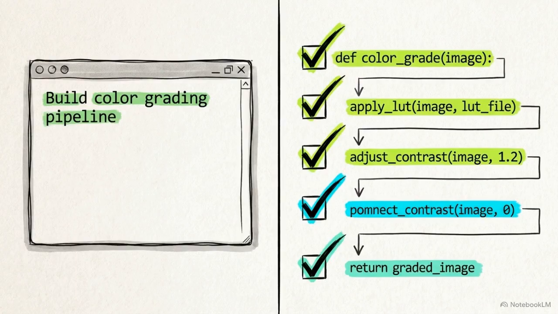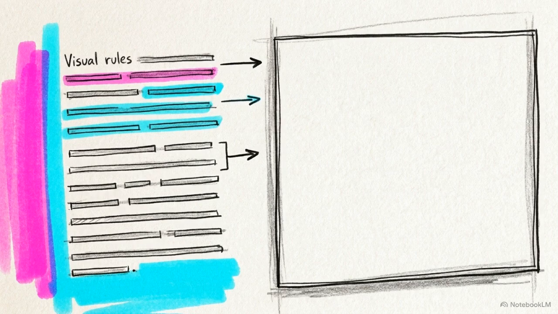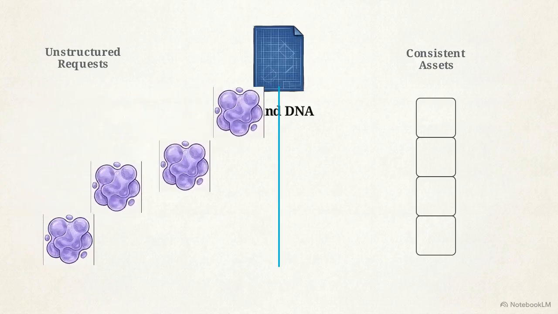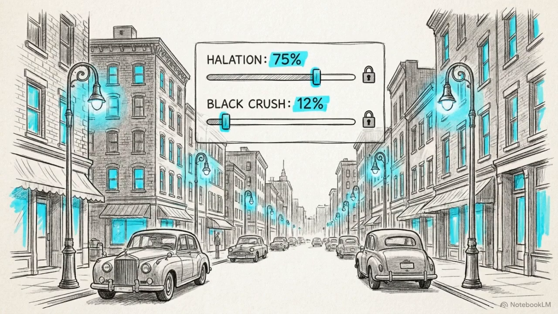The operator provides a high-level goal, and the AI agent independently plans and executes the software tasks across the editor and terminal. To maintain creative control, the operator establishes contextual scaffolding. This involves defining the brand's visual DNA, the specific color palettes and aesthetic rules, within a dedicated Markdown file before any code is generated. Providing this blueprint upfront forces the AI to adhere to a strict stylistic logic, ensuring that every generated script fragment uses the correct cinematic math for things like halation and black crush levels.